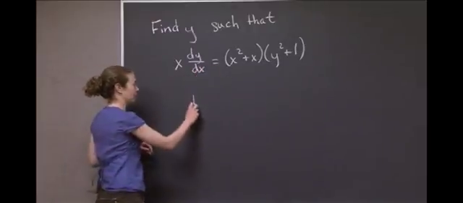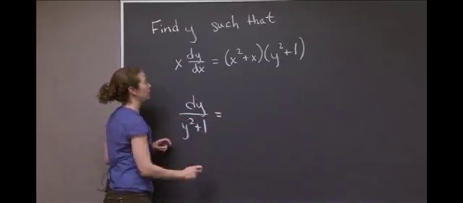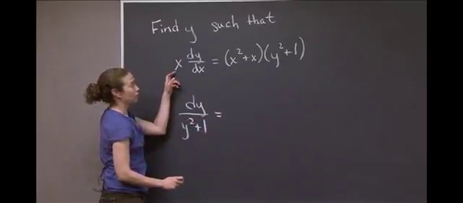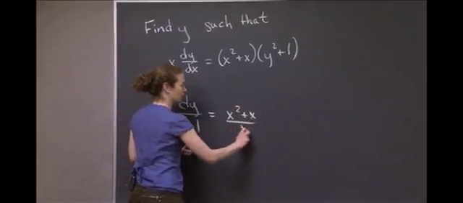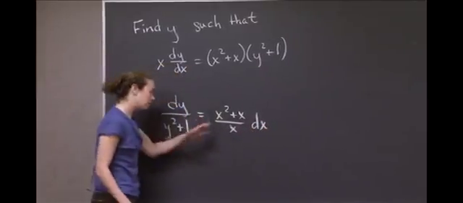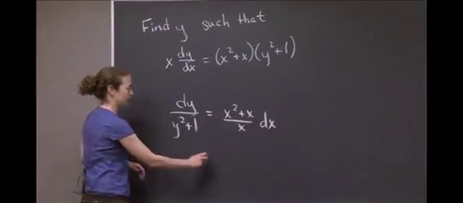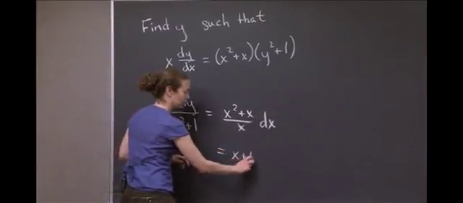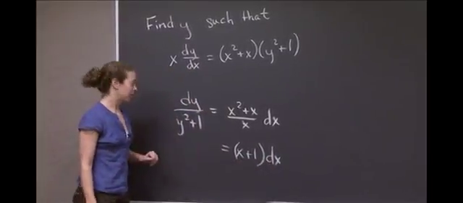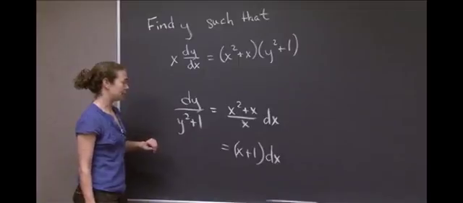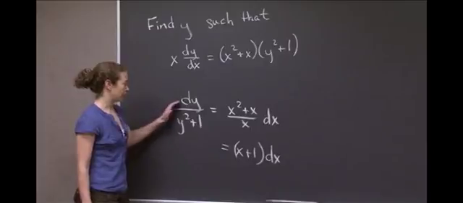So I'm going to write dy divided by y squared plus 1 is equal to, so I'm going to multiply through by dx divided by x. So I'm going to get x squared plus x over x dx. Now, if x is 0, I have a little problem, but we're going to ignore that for the moment. So I can rewrite this as x plus 1 dx. And now I'm totally set up with my next step in separation of variables, and so I can integrate both sides. So let's see what happens when I integrate the left-hand side.